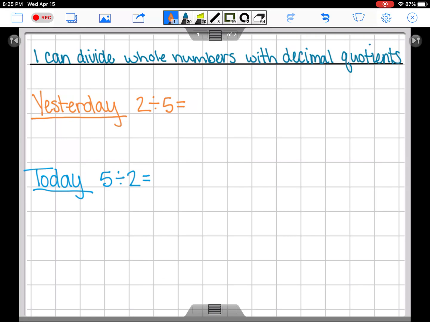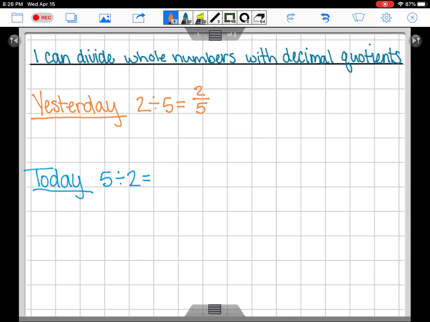We're going to continue working on dividing whole numbers that are going to have decimal quotients, or decimal answers. So I just want to quickly review the type of work that we did yesterday. Yesterday, we only did division with whole numbers that had decimal quotients less than 1. So that meant that our dividend was always smaller than our divisor. But that's not always going to be the case, which we're going to see today. So I want to quickly review what we did yesterday and just go over that one more time.